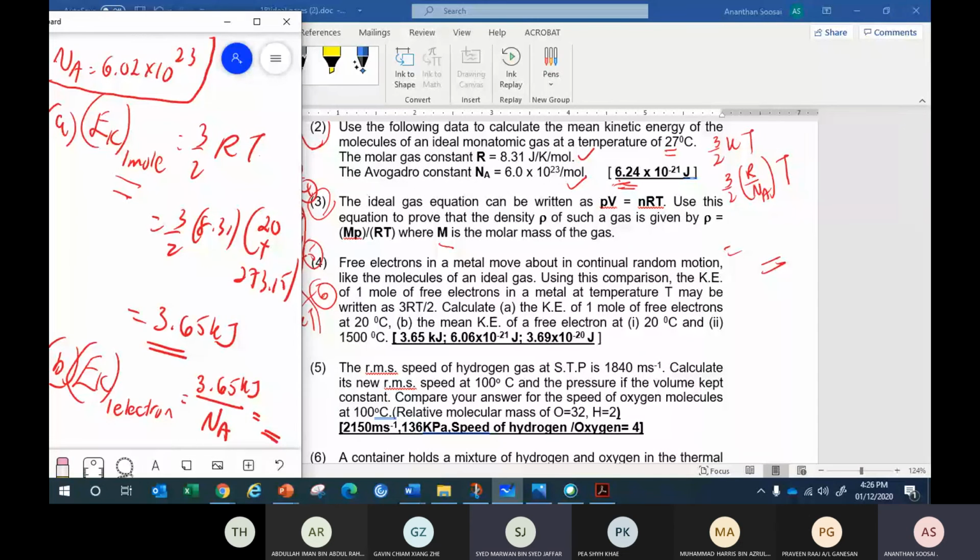Okay. So when we use Na, do we use 6.02 or 6.0 only? We have to check the front page of your question paper. They'll have the constants. Check how many significant figures they give you. I think 6.02.